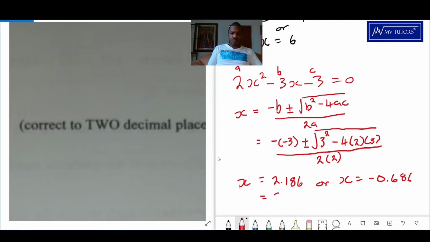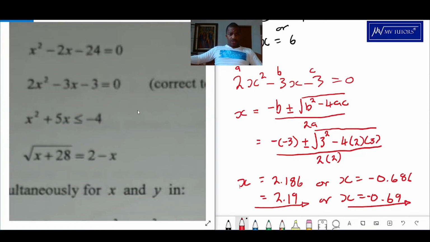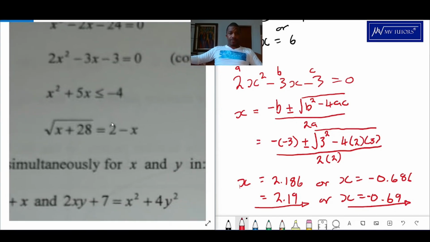So this will be 2.1. Okay, 6 is bigger than 5, so I change 18 to 19, or x is equal to -0. Okay, 6 is bigger, so I change 68 to 69. Those are my final answers right there. Cool. All right, so that's that. Let's go check the next question.